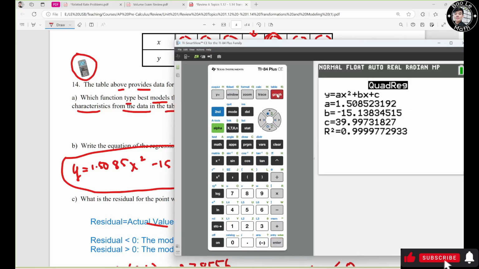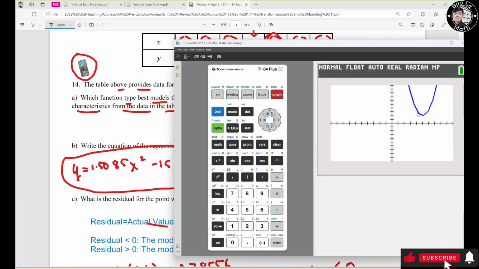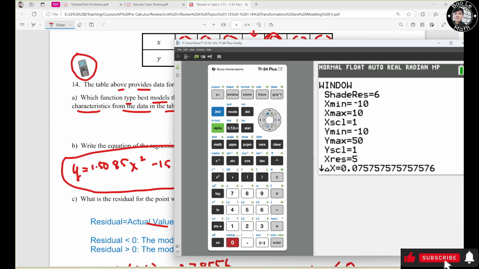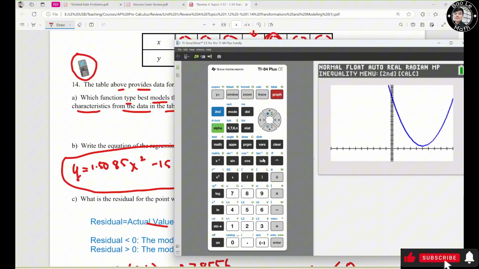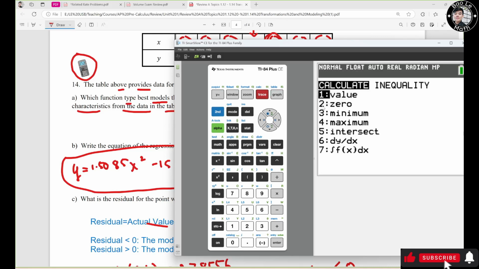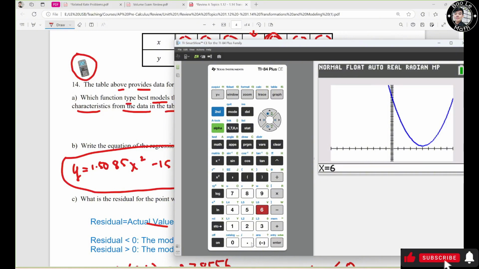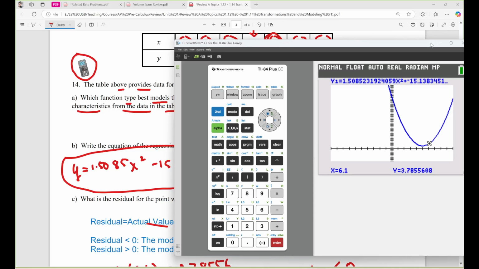Alright, now I just hit graph, it's going to be right here. Alright, so I want to see the whole thing, so I just adjust the window, right? And hit graph, it's going to be right here, right? Now we need to predict the y value when s equals 6.1, right? So you just hit second trace, number 1 right here, value. Alright, so you just type 6.1, hit enter, it's going to be 3.7855 right here, right? And it's a good time to stop.